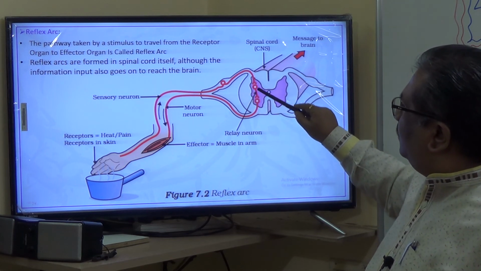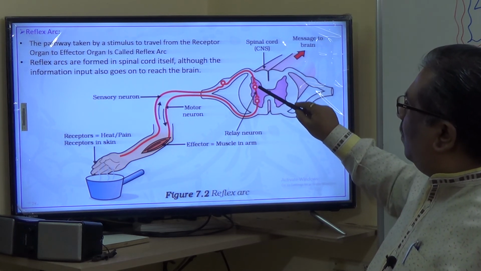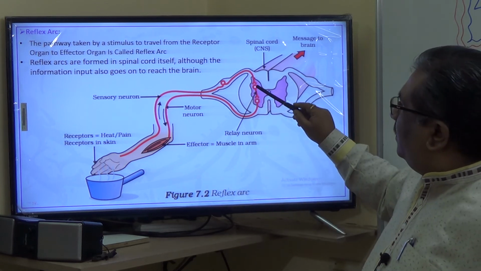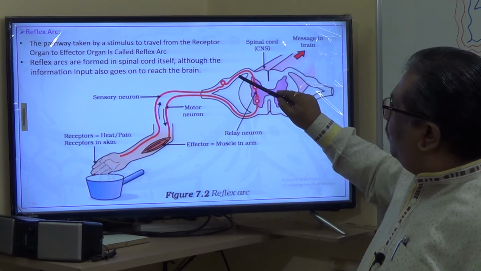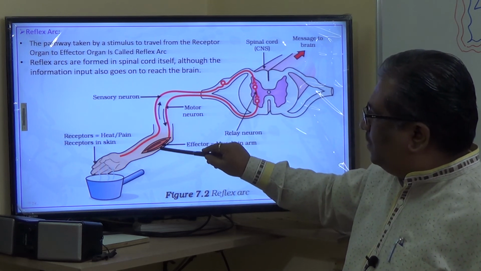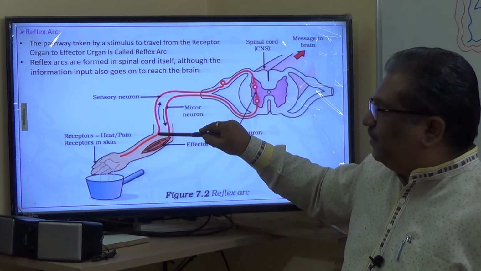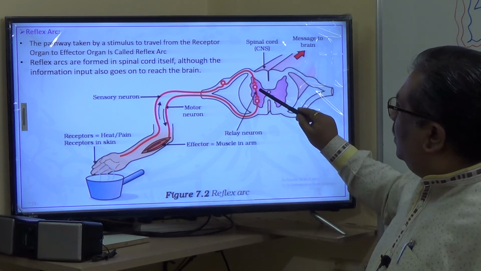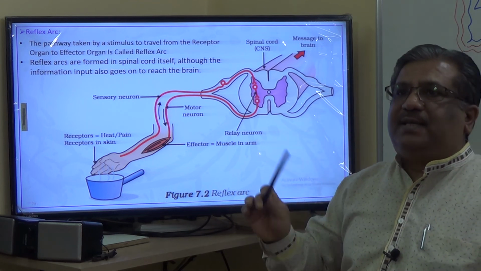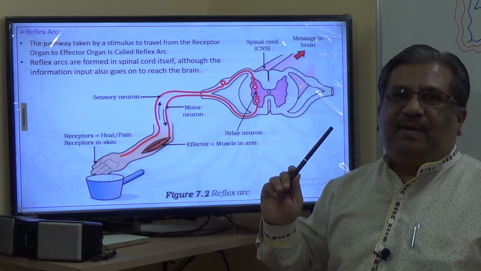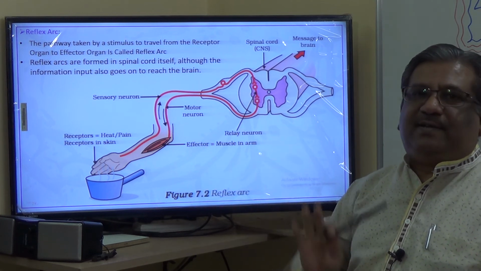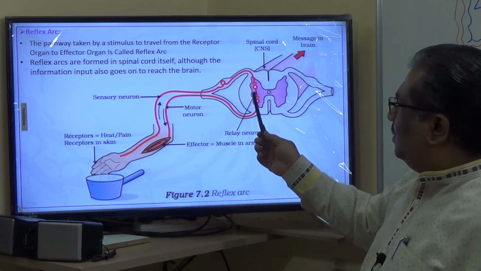In this modulator, this is a mixed relay or a relay neuron. This takes a shortcut here. It directly transmits information from the sensory neuron to the motor neuron, which is connected to the effectors, and the action of pulling back of the hand takes place. Now, this relay neuron also sends one piece of information to the brain saying that mission accomplished, meaning the hand has been pulled back and the hand is protected. So one piece of information also goes to the brain.